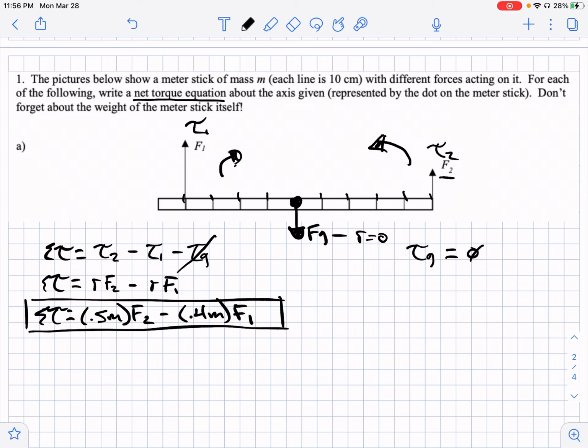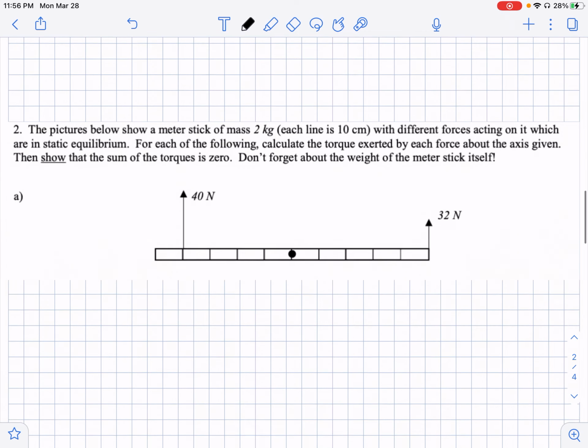So a general first step in solving these torque problems is, 1, identify your axis of rotation. 2, don't forget to draw in your Fg. And from there, we build our net torque equation. To figure out which direction it's going to rotate for each force, counterclockwise or clockwise, that determines my positives and my negatives. And then we can make our net torque equation. So let's go on to number 2A.